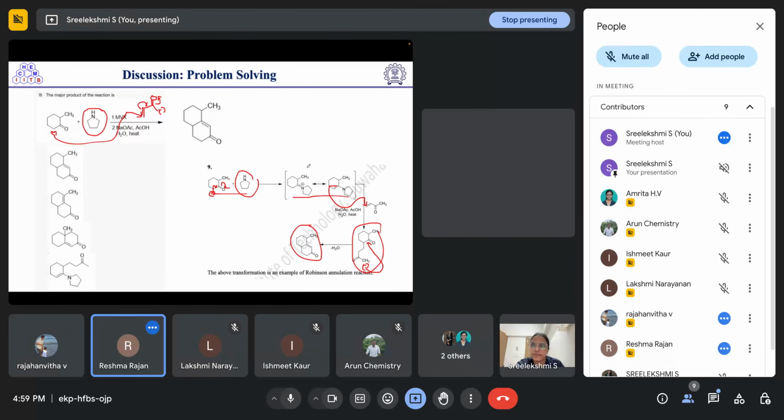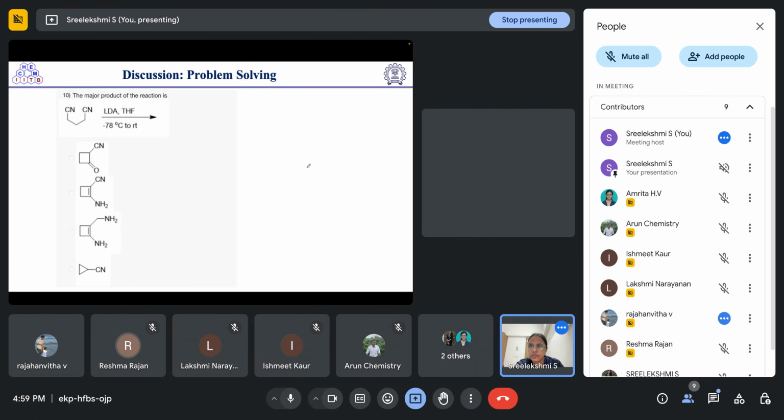Okay, thank you. Moving to the next question. The major product of the reaction. Here a dinitrile compound is there. In the presence of LDA, THF, what will be happening?